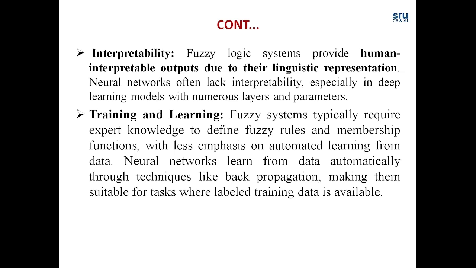Interpretability. Fuzzy logic systems provide human-interpretable output due to their linguistic representation. Neural networks lack interpretability, especially in deep learning models where we have numerous layers between the input and output layers. Training and learning. Fuzzy systems require expert knowledge to define membership values and the fuzzy rule base. They place less emphasis on automatic learning from data. But neural networks learn from data automatically by a technique called backpropagation, making them suitable where labeled training data is available.